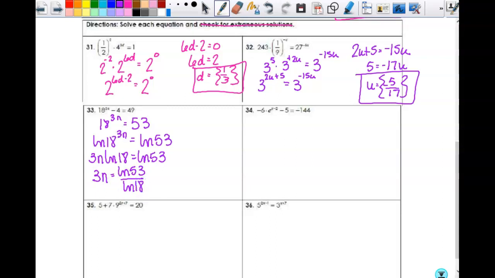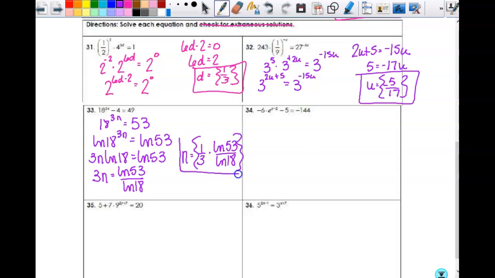And then I need to divide by 3 again, this time by 3. I could have divided by 3 times the natural log of 18 right here, which would have been fine. So I'd have 3 times the natural log of 18 in the denominator, but I know sometimes I'll do this separately. If you get yourself in this situation, I want you to make sure you know what to do. When I divide by 3, it's the same as multiplying by 1/3. So this is equal to 1/3 times the natural log of 53 over the natural log of 18. That's the same as if you had done it the other way, and that is your answer.